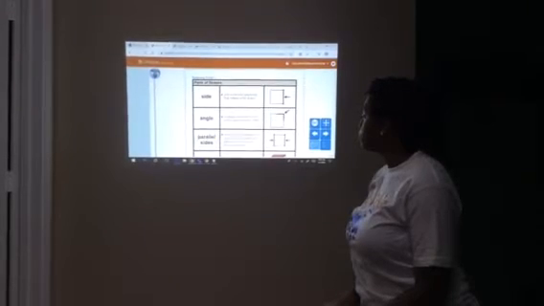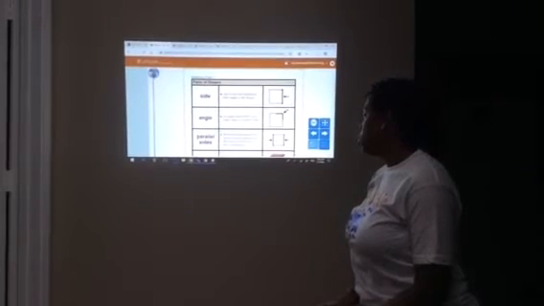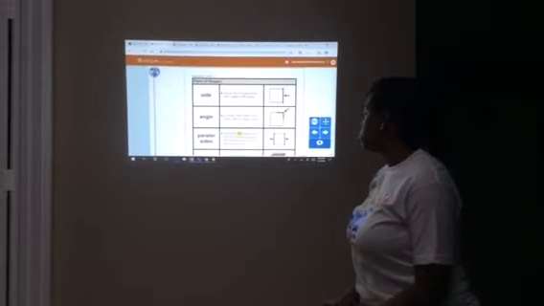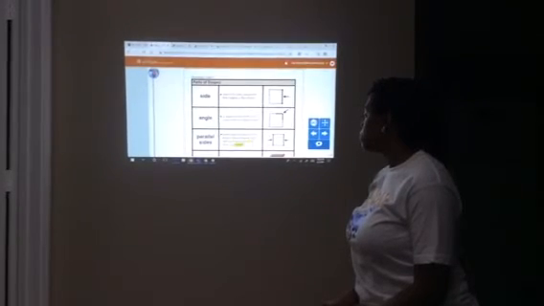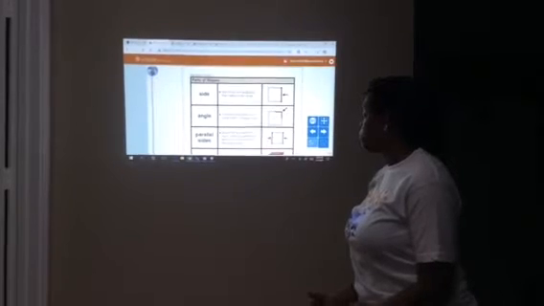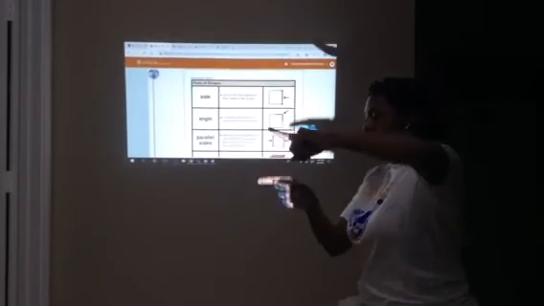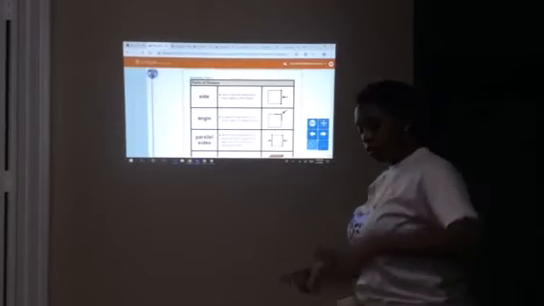Parallel sides. Sides that are always the same distance apart and will never touch even if they are longer. So basically, a parallel line is like two lines that are across from each other.